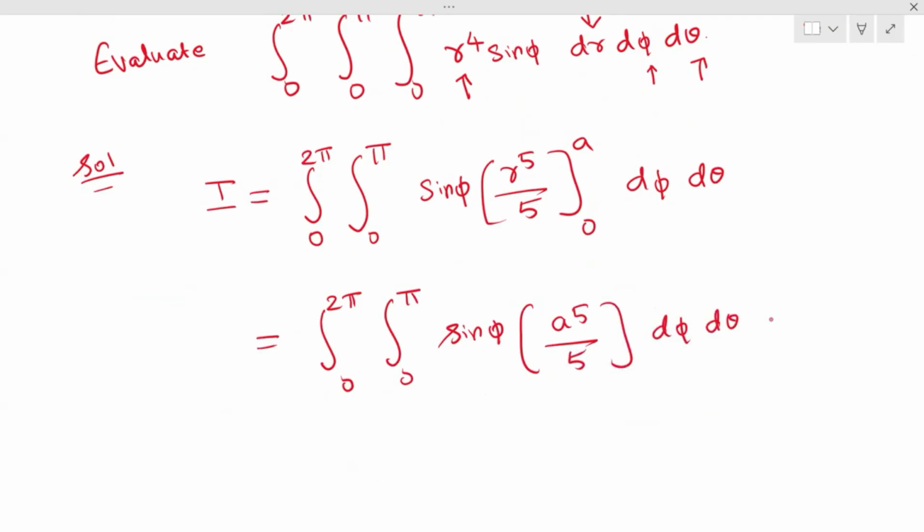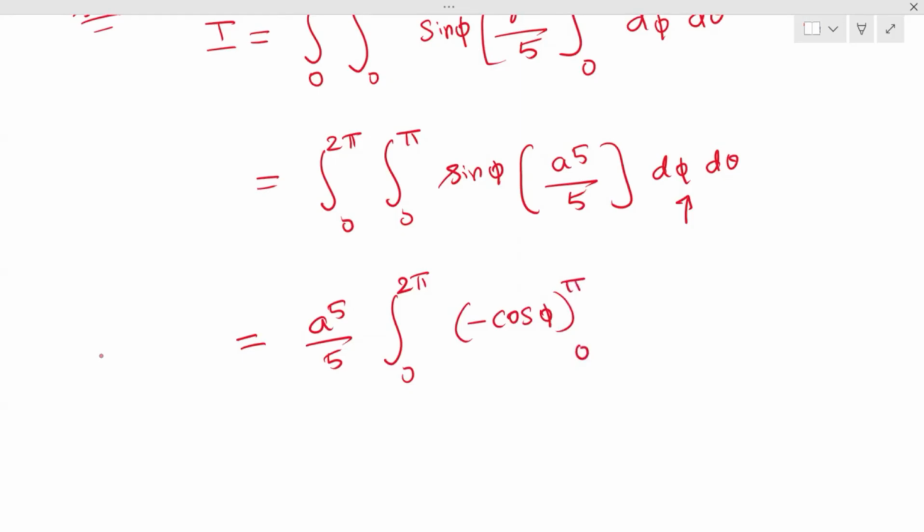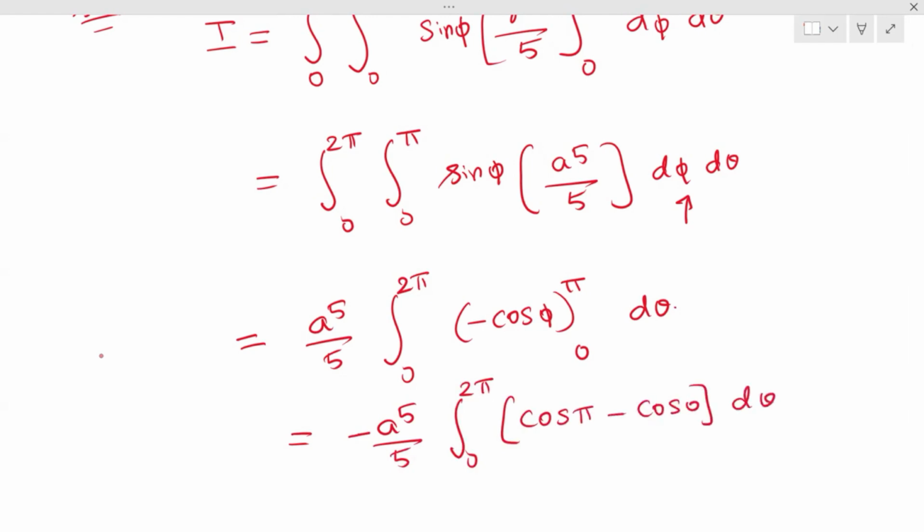Now the inner integration is over. Next we do the integration with respect to phi. Here this a power 5 by 5 is constant, so take it outside. 0 to 2 pi. The sin phi integration, we know, is minus cos phi. The limit is 0 to pi, d theta. So take this minus sign outside: a power 5 by 5, 0 to 2 pi. Apply the limits: cos pi minus cos 0, d theta.